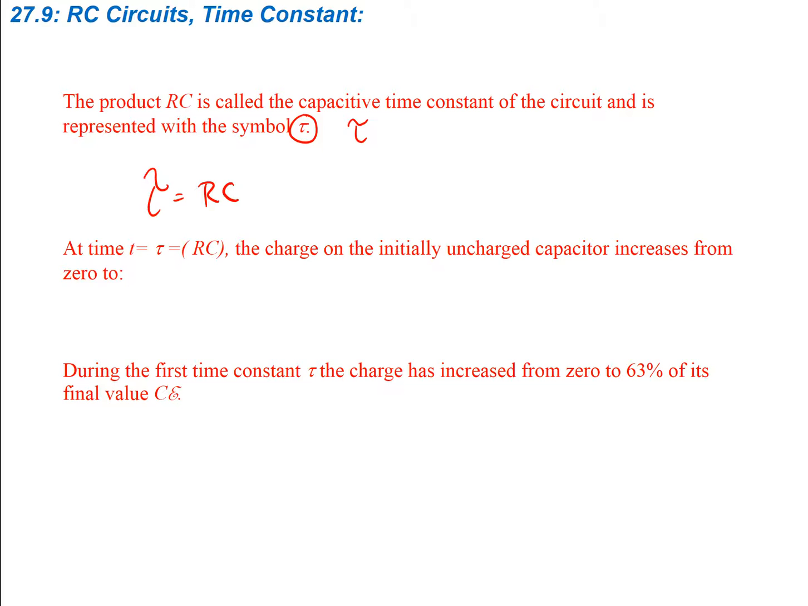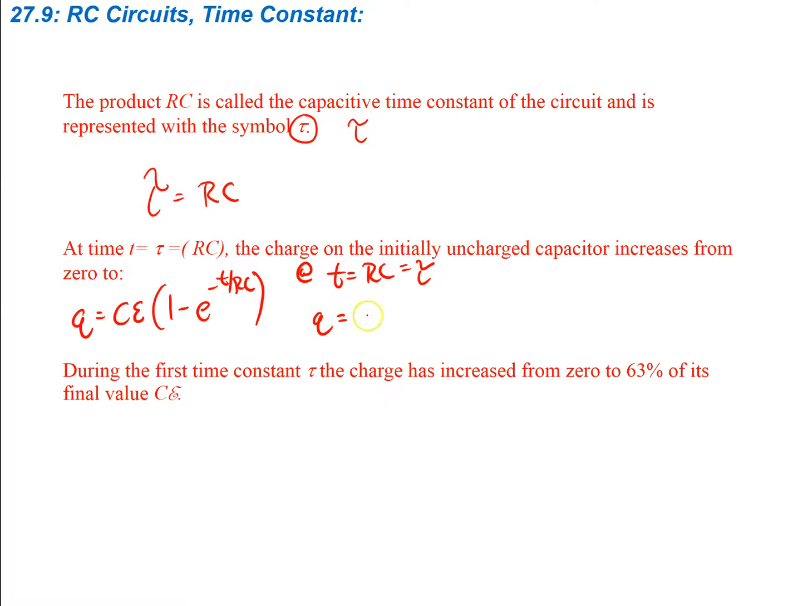Now, at time t is equal to tau, which is equal to RC, the charge on the initially uncharged capacitor increases from 0 all the way to, okay, so let's see what happens. We have our equation, Q is equal to C epsilon times 1 minus e to the negative t over RC, right? So at t is equal to RC, which is, again, our time constant, we can go and plug that in. You see that if you have an RC up here, you have RC divided by RC, so it's actually e to the negative 1. Right?